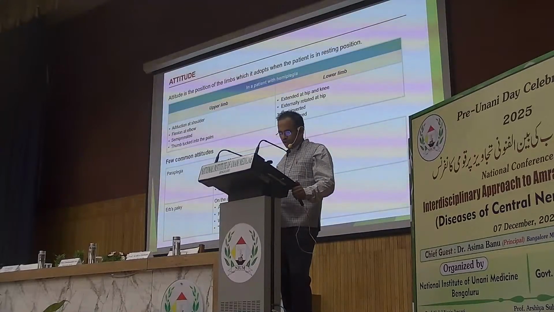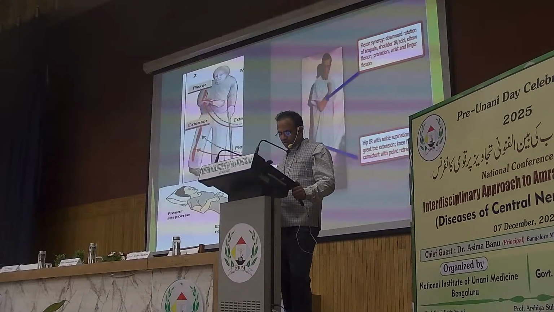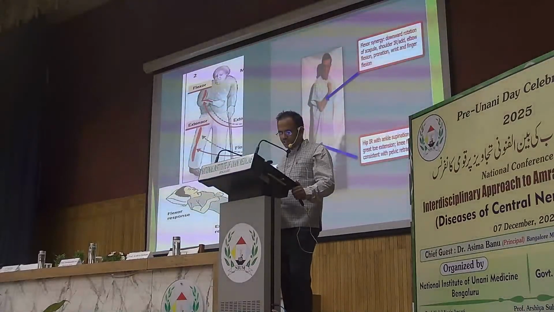So this is the attitude of the limb. Usually in a patient with hemiplegia, in the upper limb there will be adduction at the shoulder, flexion at the elbow, semi-pronation, and the thumb tucked into the palm. In the lower limb, it will be extended at the hip and knee, externally rotated at the hip, with the foot inverted and plantar flexion. So this is how the hemiplegic gait will look. There will be a circumduction gait.